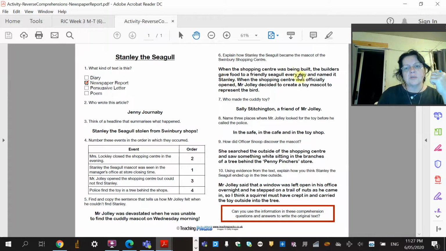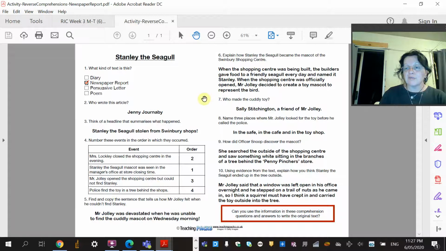When the shopping centre was being built, the builders gave food to a friendly seagull every day and named it Stanley. When the shopping centre was officially open, Mr. Jolly decided to create a toy mascot to represent the bird. So are we talking about a real seagull, or are we talking about a toy or a statue that was there? So go through, read it, and basically, can you use the information in these comprehension questions and answers to write the original newspaper report?